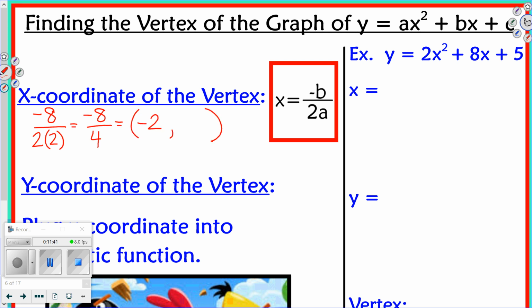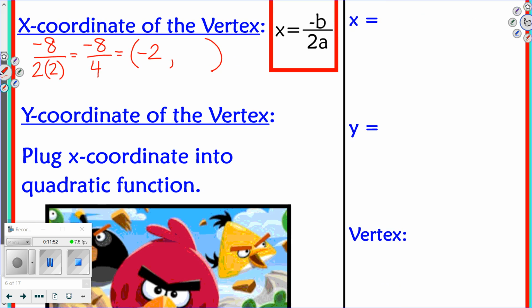So that is finding the x-coordinate of the vertex. Now think about when you're graphing, everything's an x and then y. So to find the y-coordinate of the vertex, you just plug the x that you just found back into the original problem.